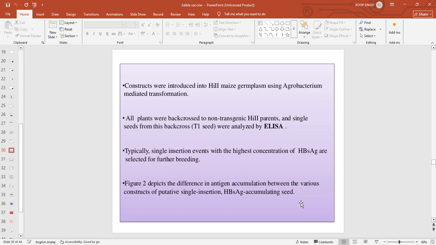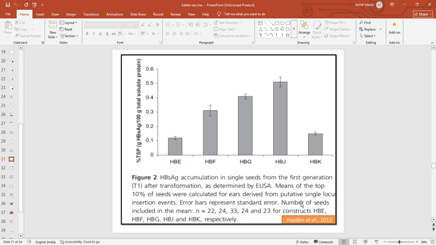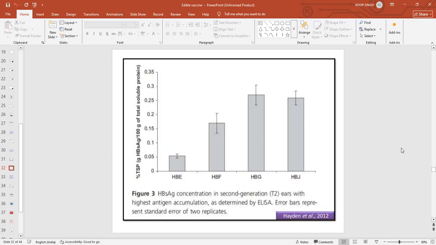So basically, this picture shows the accumulation of HBsAg in different constructs. Maximum expression was seen in this particular construct. So this is the same thing.